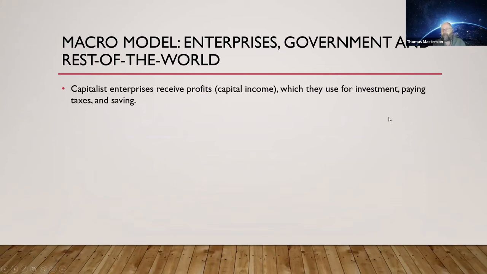Capitalist enterprises get profits, right? That's capital income, which they use for investment, paying taxes, and saving. So what we're listing here are the transactions that we saw in the SAM that Martine showed us yesterday. So capitalist enterprises get capital income, and they spend it on investment, taxes, and saving.